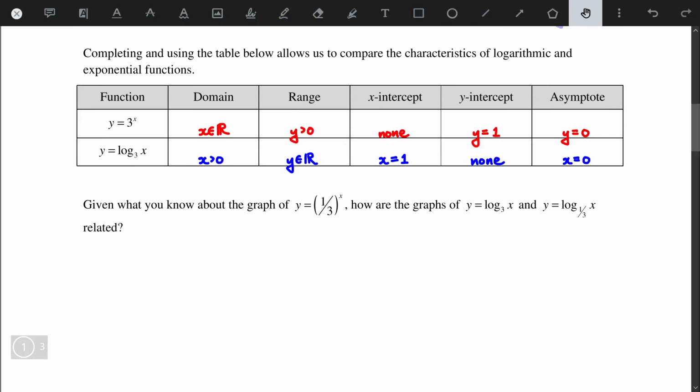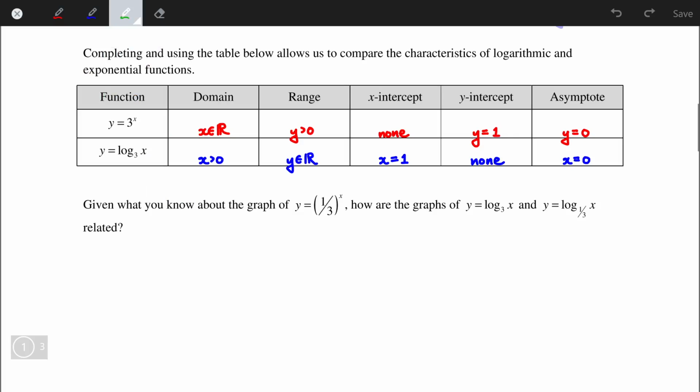Okay. So also of note, considering what we know about the graph of y equals 1/3 to the x power, which of course we know is the same as y equals 3 to the negative x, which is a reflection of y equals 3 to the x over the y-axis. So once again, we start with y equals 1/3 to the x, which is equal to y equals 3 to the negative x, and that's a reflection of y equals 3 to the positive x over the y-axis.